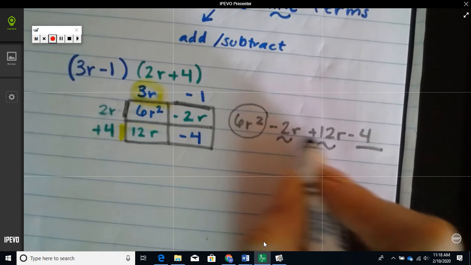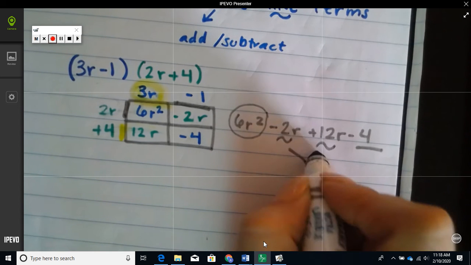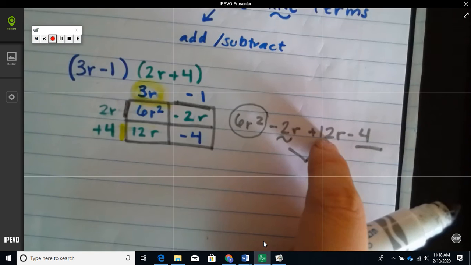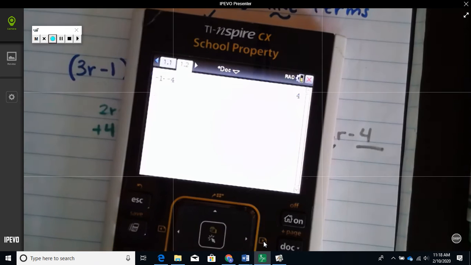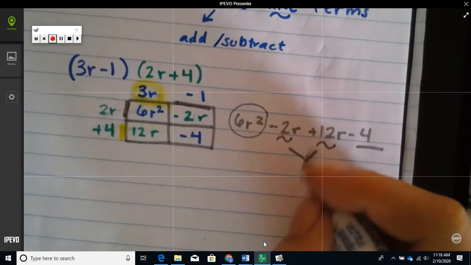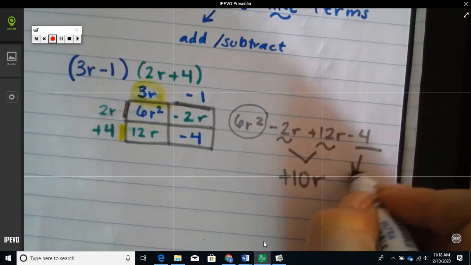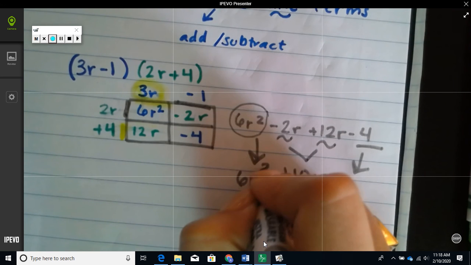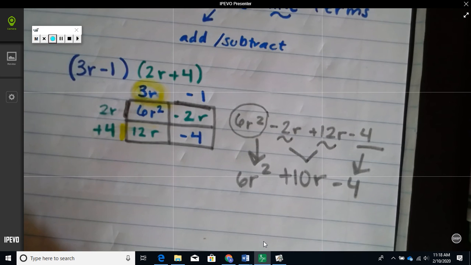Alright, these two are the same kind, so I'm going to combine them. So I can do this in my head, but it's -2 plus 12. If you cannot do it in your head, then you put it in the calculator. -2 plus 12, and that's positive 10. Positive 10r. And then I bring down everything else. These don't have anything to combine with, so they just come down. This one, they were both r, so that's why I had to combine them together. That's what we're doing.